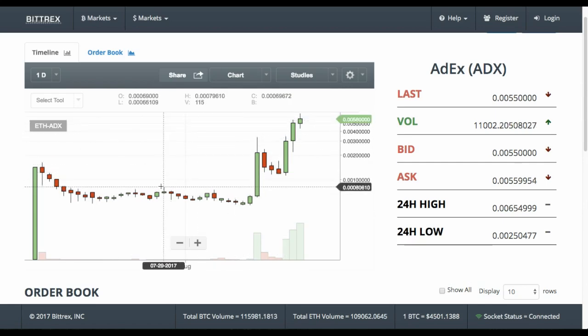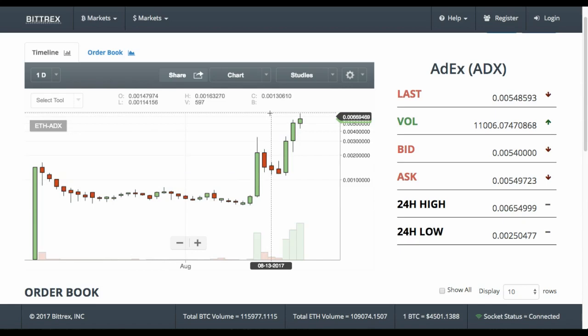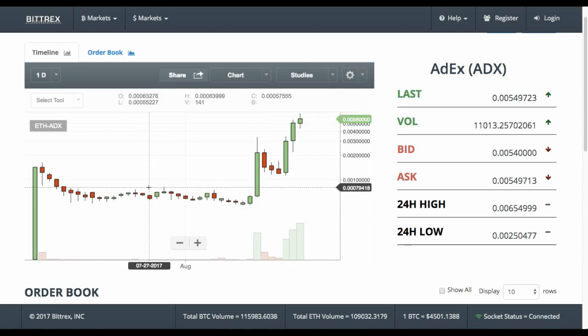So the percentage increase, if you were one of those lucky ones that bought in at the 0.00085 buy-in price, and you've seen it rise all the way up to that 0.0065, well, that happens to be a 666% increase from the buy-in price of 0.00085 to 0.00655. So congratulations to all those who have hodled, who have held on for dear life.